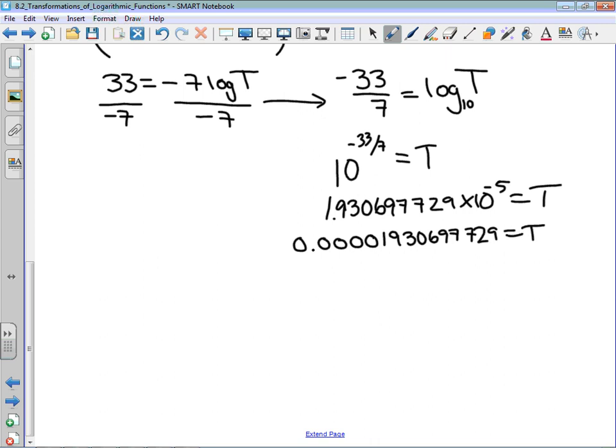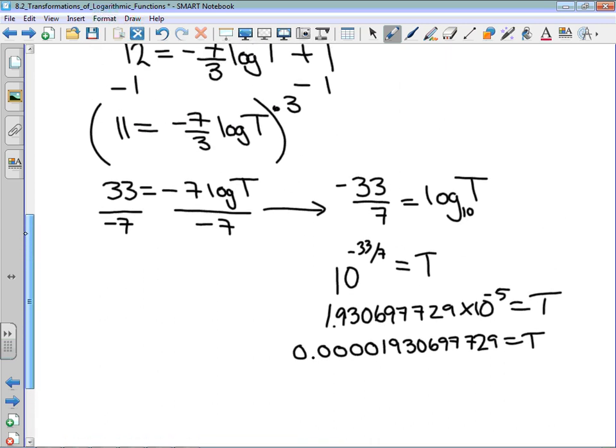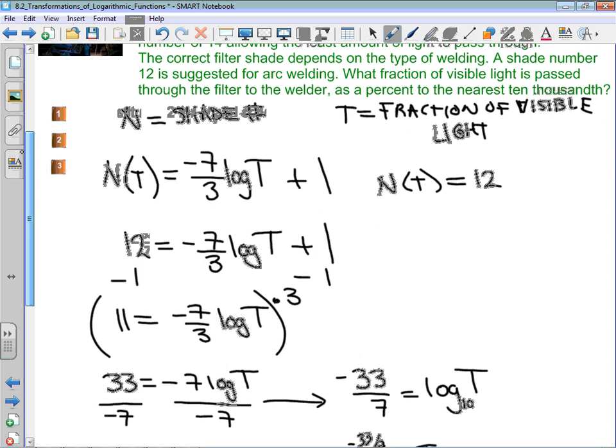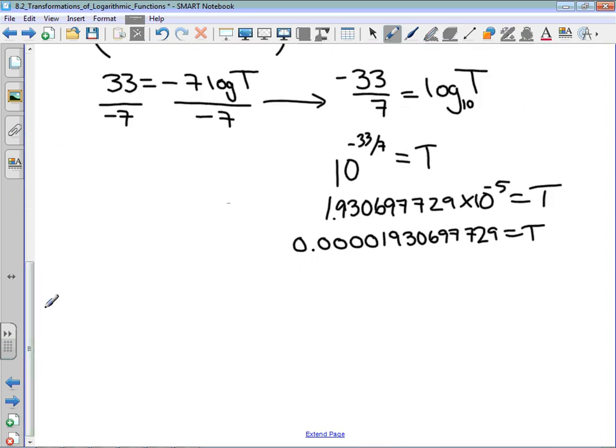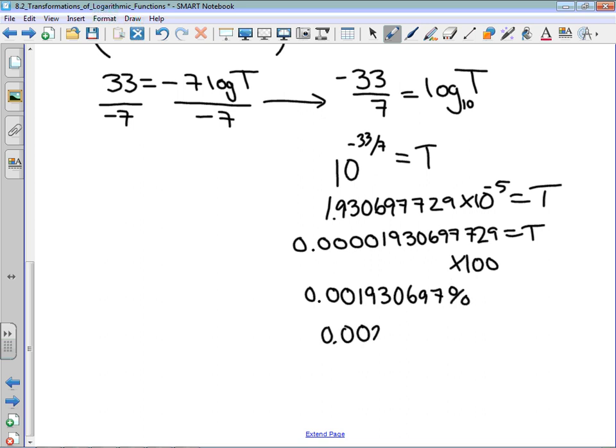Now, that's a very, very small number, but you really have to remember what this is representing. Oh, it says as a percent. Sorry about that. This is not a percent. This is a decimal. The way we switch from decimal to percent is we multiply by 100. So this is 0.001930697%. It wants it to the nearest thousandth. So that's 0.002%.